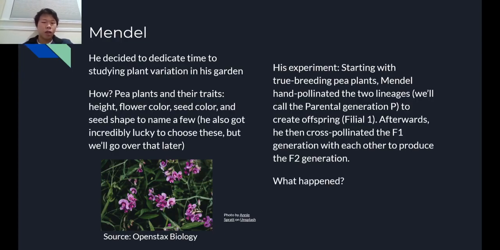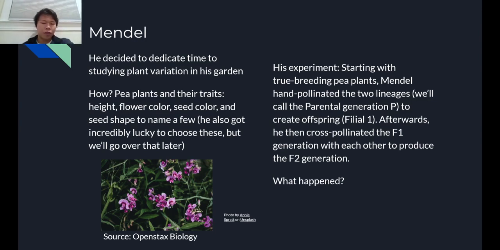So what he did was he took true breeding pea plants, and he did many experiments, but we'll talk about just one to do with flower color. They could either be white or purple. So he started with true breeding pea plants. Now, what that means is that these plants, if you just breed them with themselves down the line, consistently you always get just white flowers, or consistently you just get purple flowers.